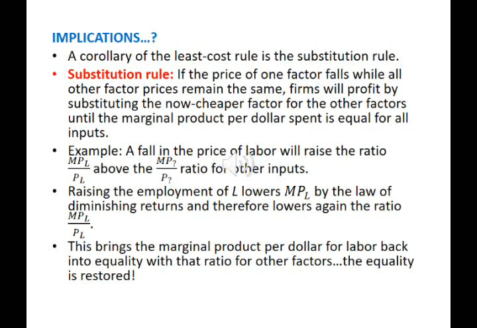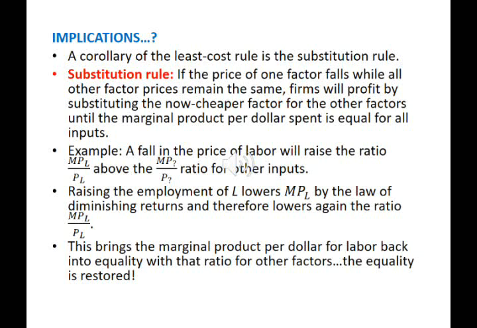And this will definitely result in a reduction in the MPL by the law of diminishing returns. If you remember the law of diminishing returns, hiring more labor will result in a decrease in the marginal product of labor and will then result in lowering the ratio again, because the marginal product of labor will decrease and the overall ratio will decline again. And this will bring the marginal product per dollar for labor back into equality with that ratio for other factors. And the equality is again restored, but when? After the producer has substituted the cheaper labor for other factors of production. Now he will be employing more labor, and after this, the equality will be restored.